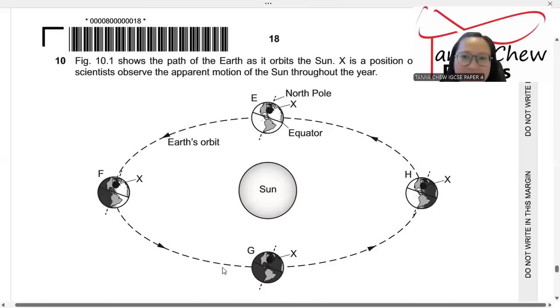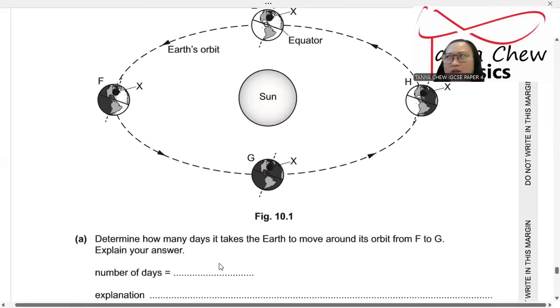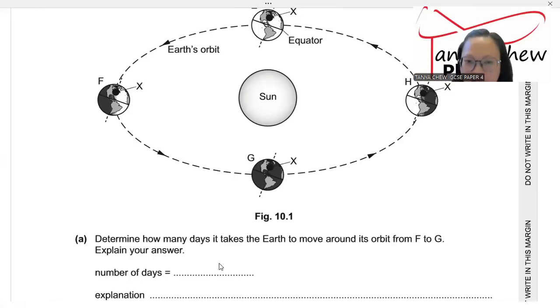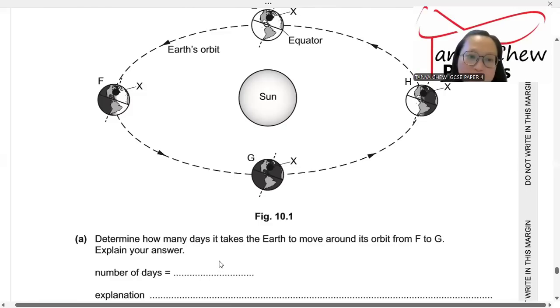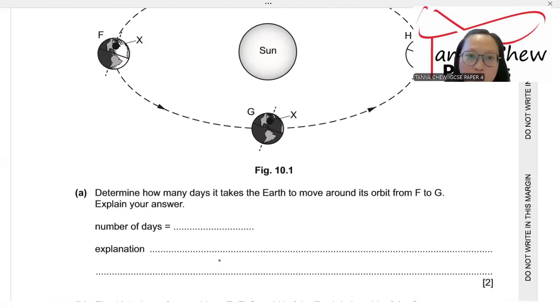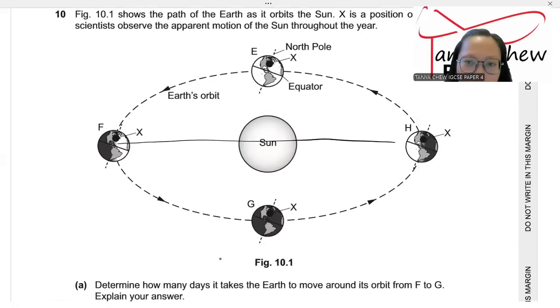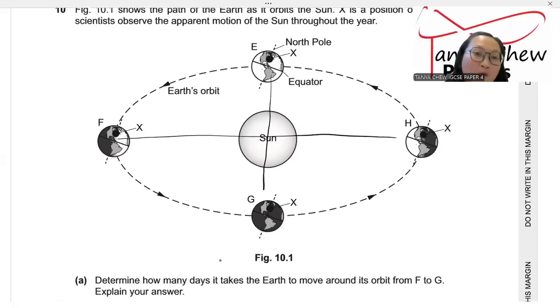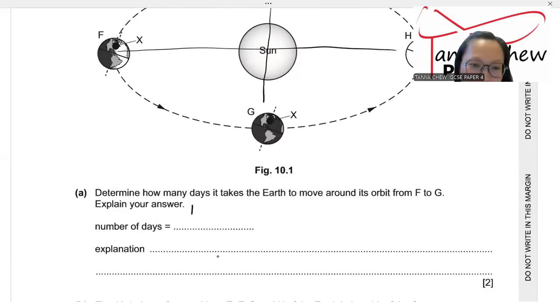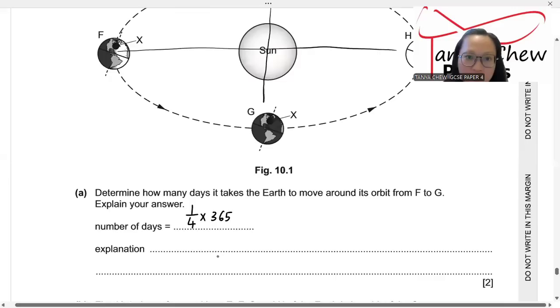F. When the Earth finishes one orbit, the time taken, the period of the orbit of the Earth, is 365 days. F to G, you split it out. So there are four positions of the Earth here. F to G is 1/4, right? So the number of days is 1/4 of 365 days, which is, I'm not going to write the answer, okay?